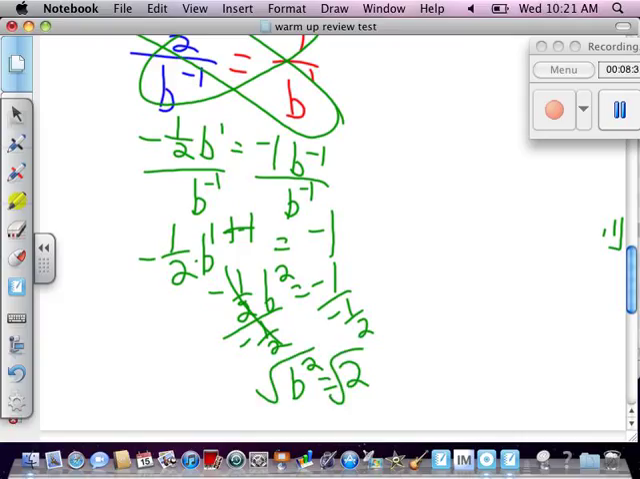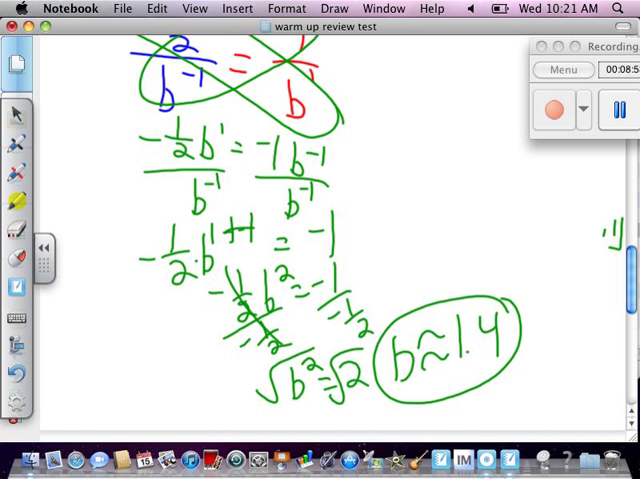Squaring is very different than square root, so make sure you say it right. Square root of b squared equals square root of 2. Done. We are going to approximate, we're going to say b is approximately 1.4.